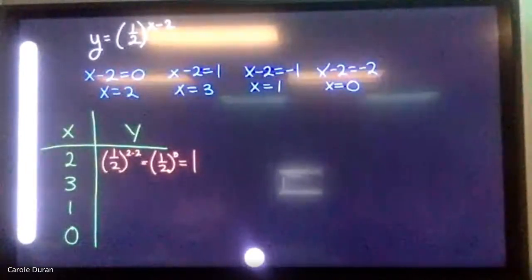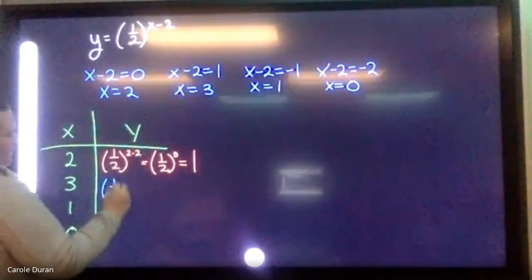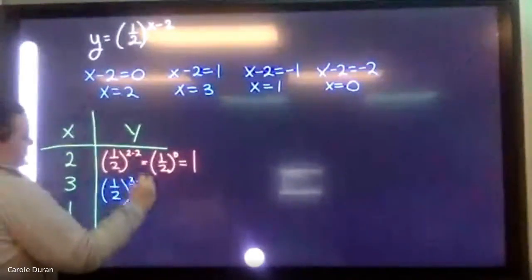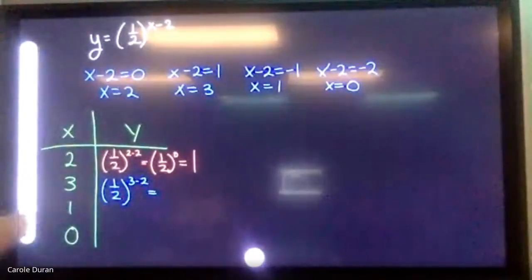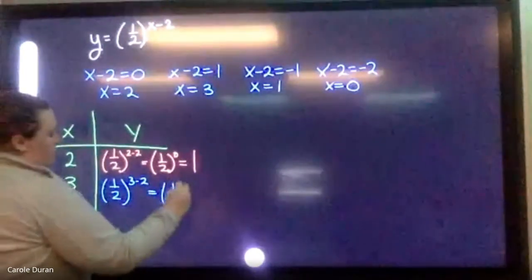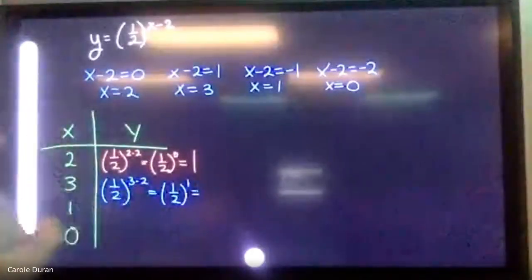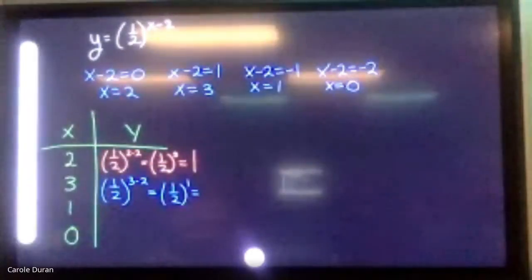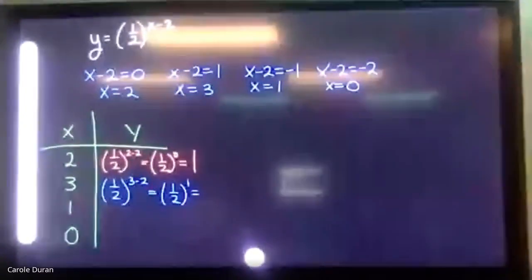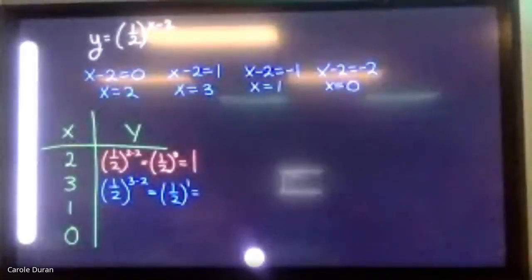We do the same thing with the 3. 1/2 to the 3 minus 2 power. 3 minus 2 is 1. So I get 1/2 to the 1 power, and what does that equal? What's 1/2 to the 1? 1/2.